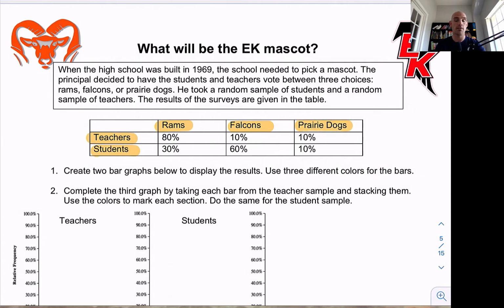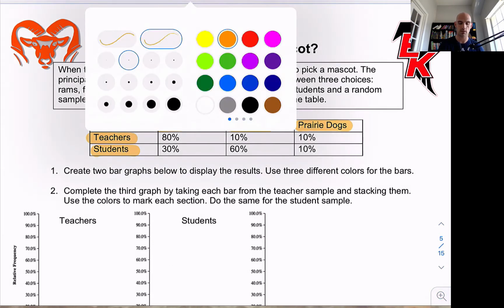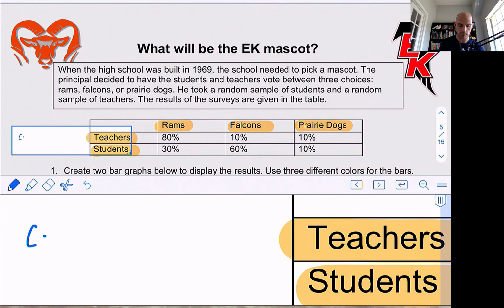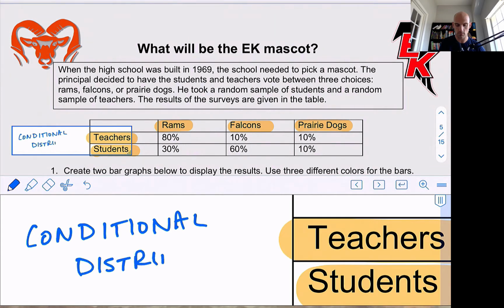Notice what's in the chart. They give us percentages. And so this type of distribution, not because it's percentages, but because it's broken down by what each category of person, teacher or student, picked which animal, this is what we're going to call a conditional distribution. Because it contains conditions. If they were a teacher, did they pick ram? If they were a teacher, did they pick falcon? If they're a student and pick prairie dog, etc., etc.